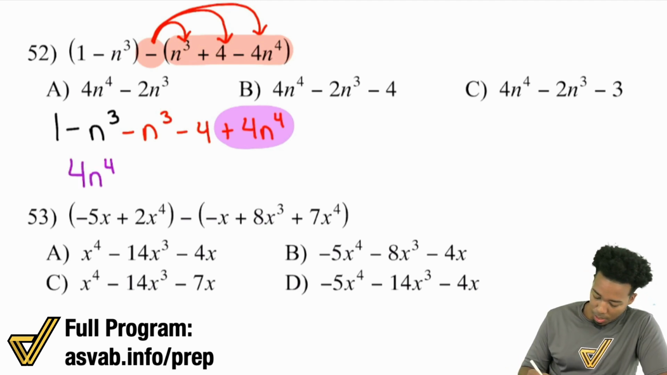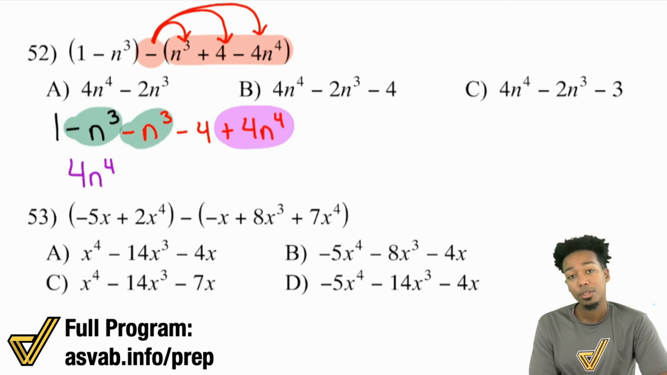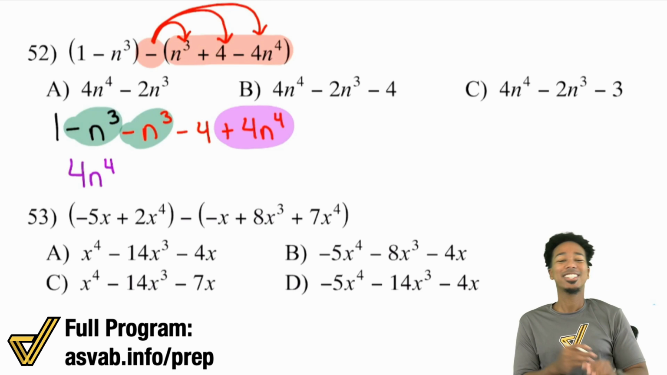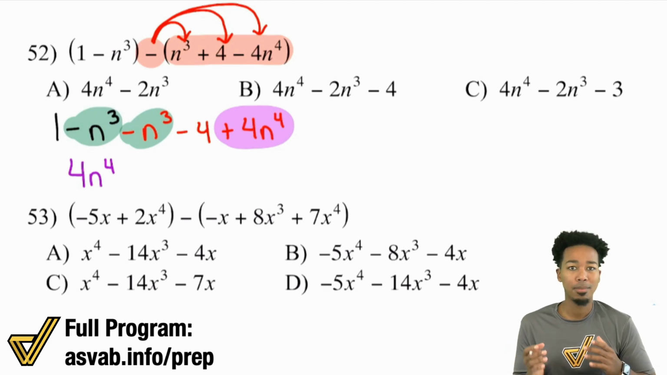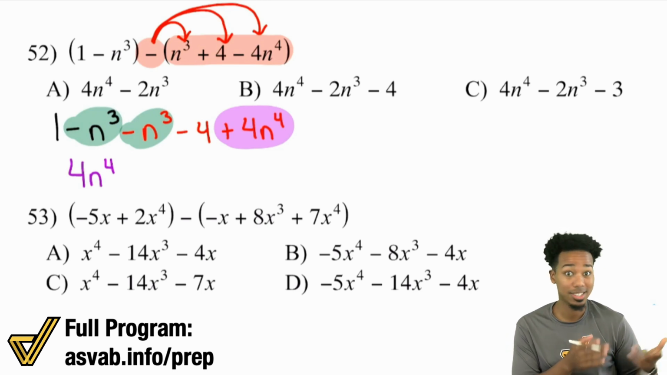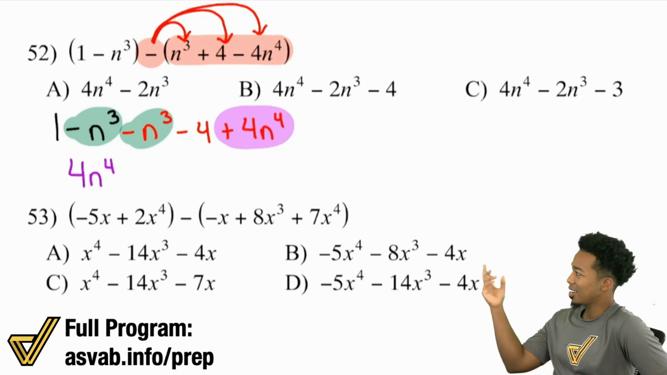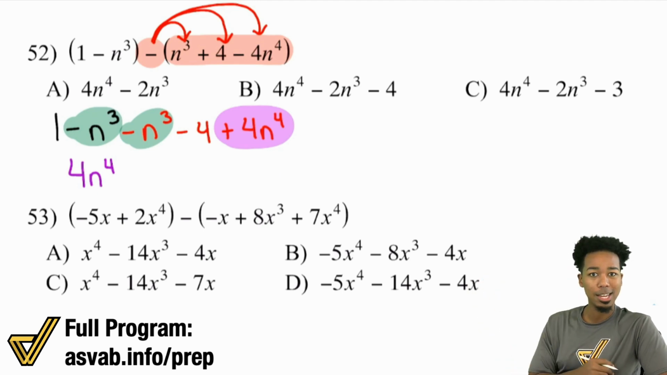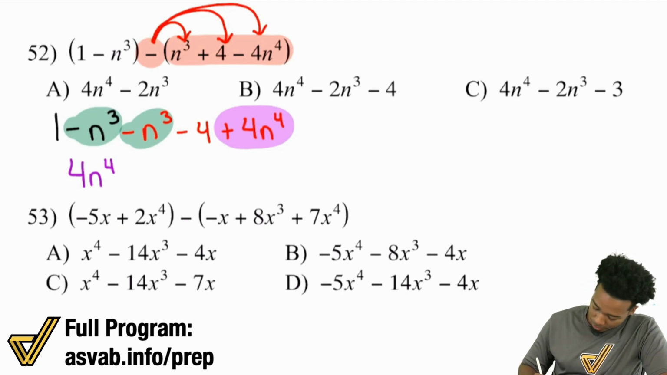Up next, I noticed that we have, well, a negative n cubed and a negative n cubed. No, those do not cancel out. When you have like negative 1 minus 1, that's negative 2. So if you have negative 1 of something combined with negative 1 of that same thing, that's negative 2 of that same thing.